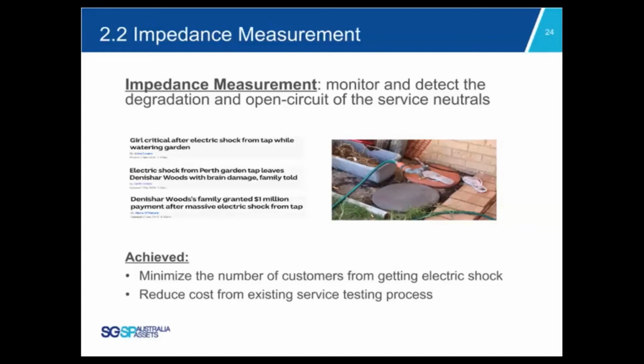By applying our impedance measurement, the following can be achieved. Firstly, minimize the number of customers getting electric shocks. Secondly, day-to-day monitoring and proactive maintenance to replace existing service testing procedures. That is estimated to be a huge saving.